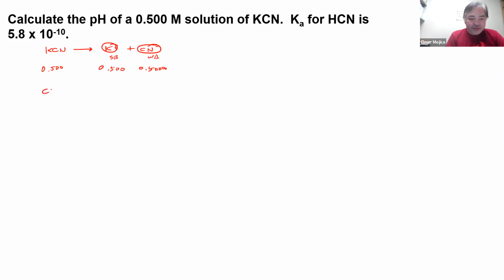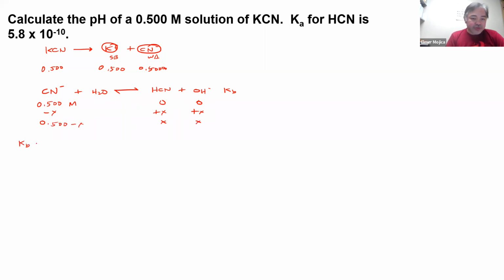Now, out of this, the conjugate base of a weak acid will hydrolyze with water to give you HCN and OH minus, and you have here what we call the Kb because you have a hydroxide. So if you're going to look at this, it is the same amount as you have, the 0.5 molar. So you don't have anything here initially. Then you have minus X, plus X, plus X. So you have here 0.5 minus X, and then you have X and X.